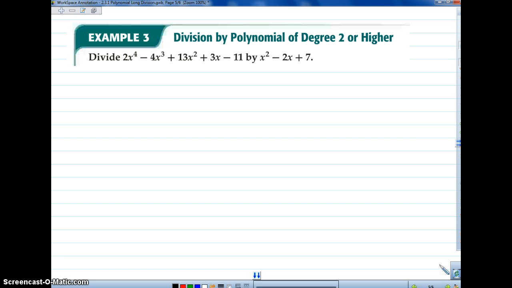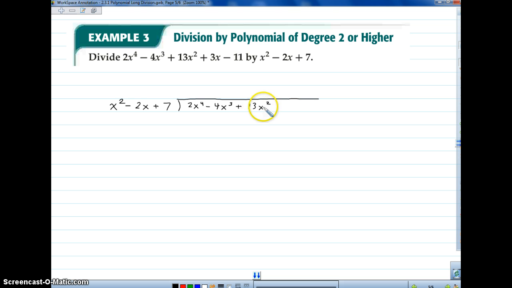We have one last problem we're going to go through today, and that's what to do if you have a polynomial with a degree 2 or higher. So again, the process is pretty much the same. The only difference is that we have a little bit higher degrees now. So we have x squared minus 2x plus 7. And we're going to divide that into 2x to the fourth minus 4x cubed plus 13x squared.